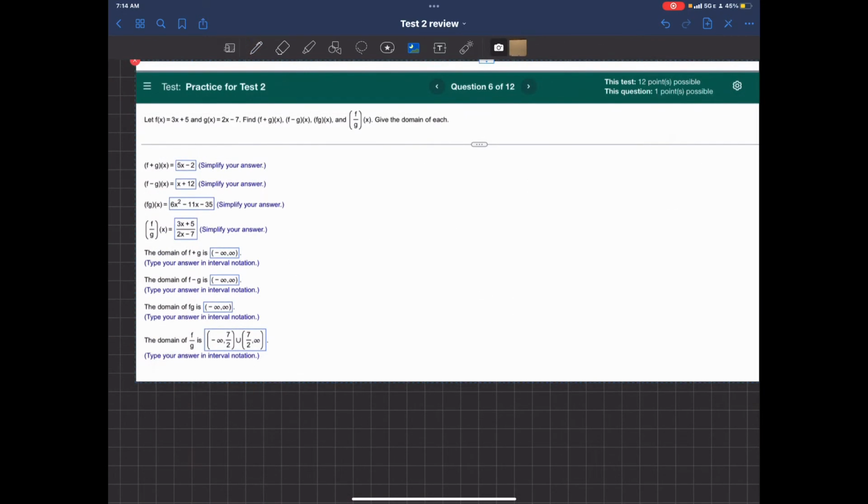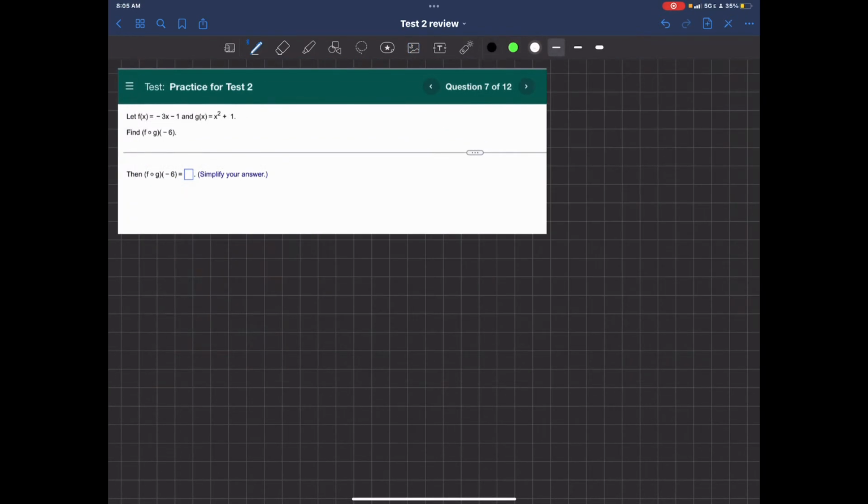And just as an added bonus, I went ahead and typed in all the solutions into the spaces so you can see how to present them. Number 6 is: let f of x equal negative 3x minus 1 and g of x equals x squared plus 1. It's asking you to find f of g of x. So f of g of x is basically like you're going to substitute the negative 6 into the g of x, and that solution will go into the f. So let's write it like the notes.